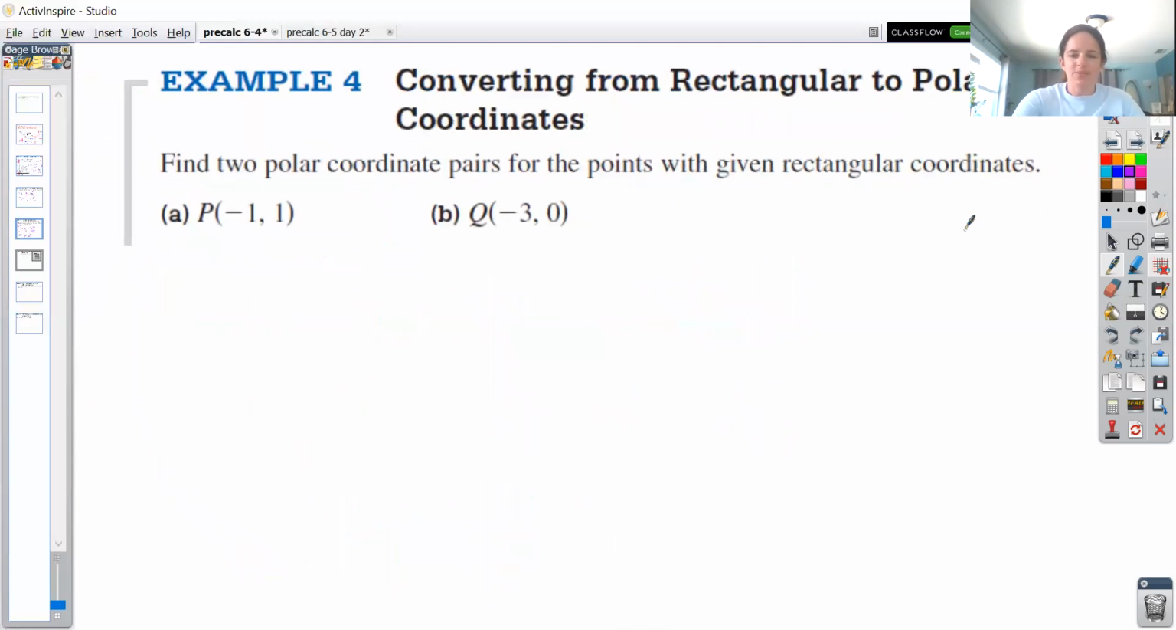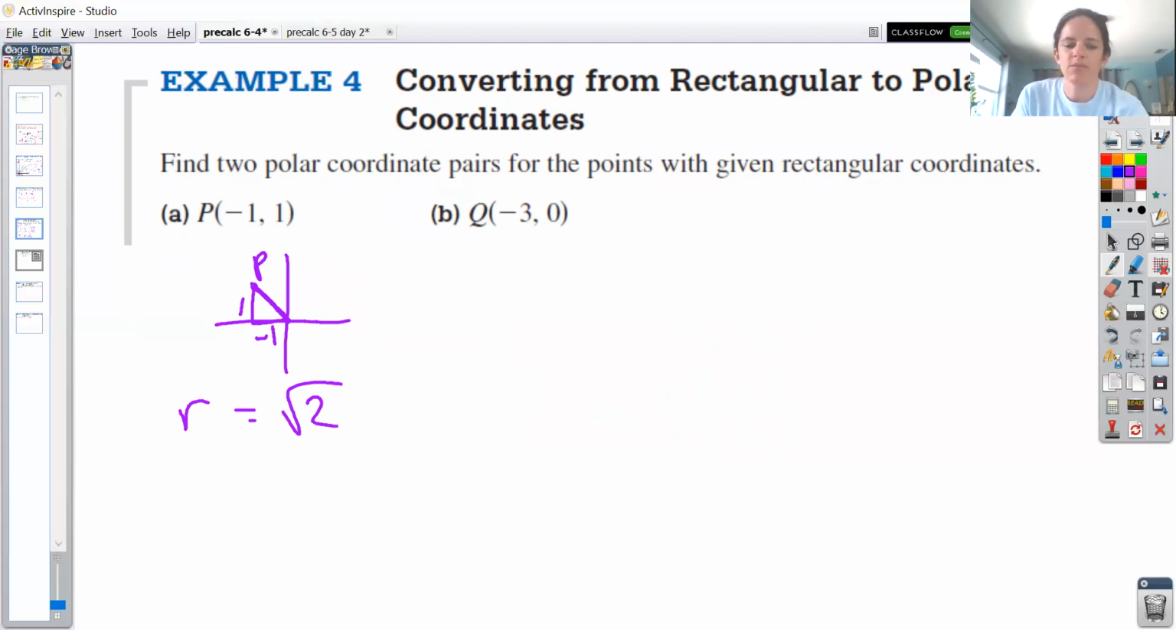What if we wanted to go from rectangular to polar? So then we use the other two equations. So -1, 1, think about it, would be right there. And -1, 1 means you're going left 1 and then up 1. So the radius is just the Pythagorean theorem. And so the radius here would be the square root of 1 squared plus 1 squared, which is square root 2.